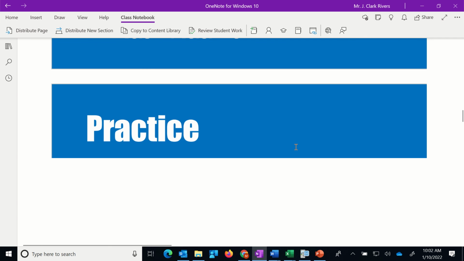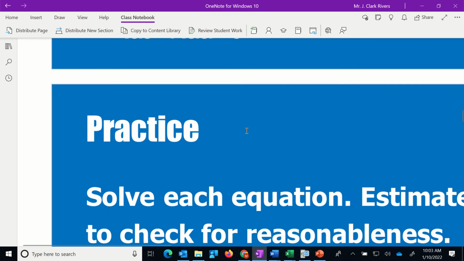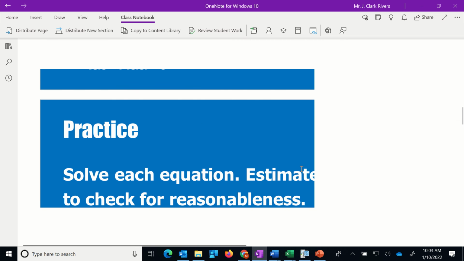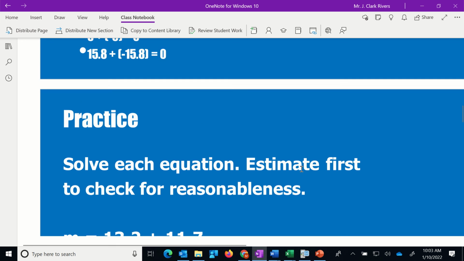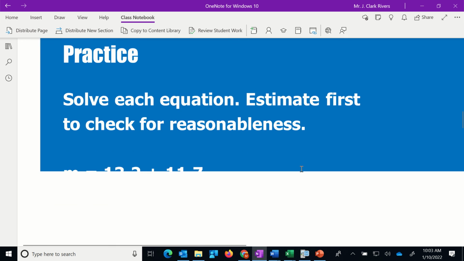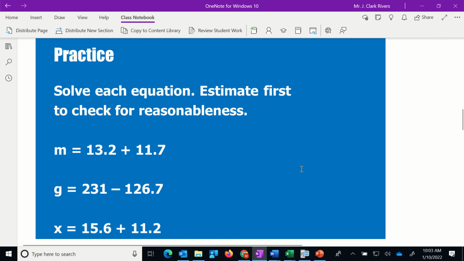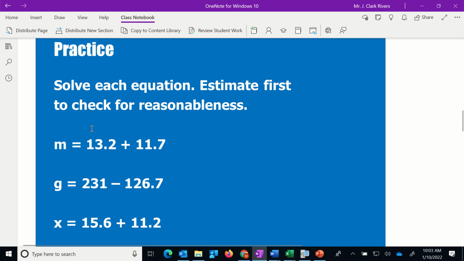So now let's go on to the practice as soon as my computer loads. Okay. Solve each equation. Estimate first to check for reasonableness. So this is where the estimation comes in handy. Let's do a quick estimate here for M. What do you think it should be?